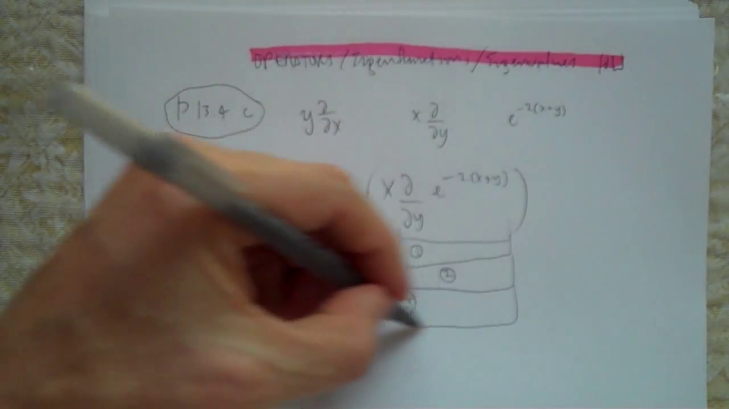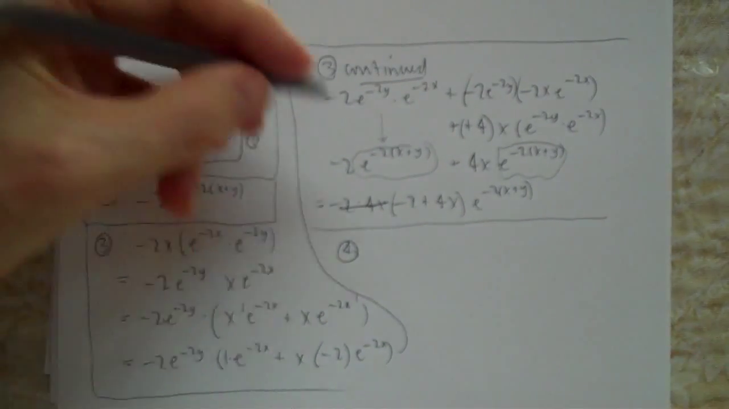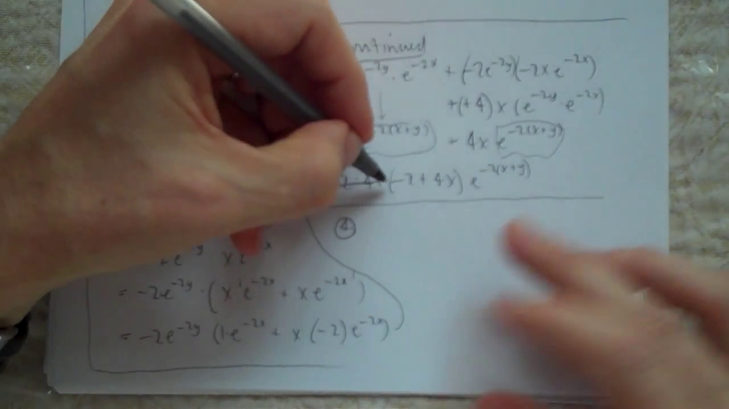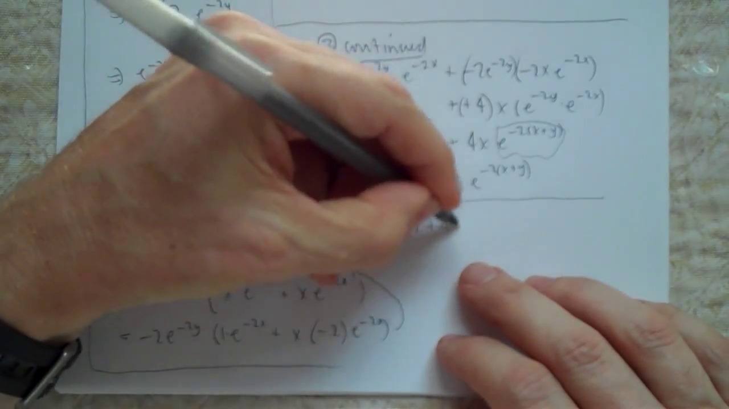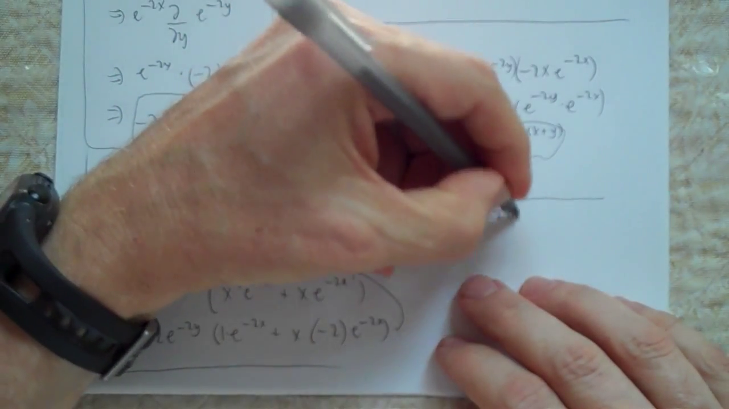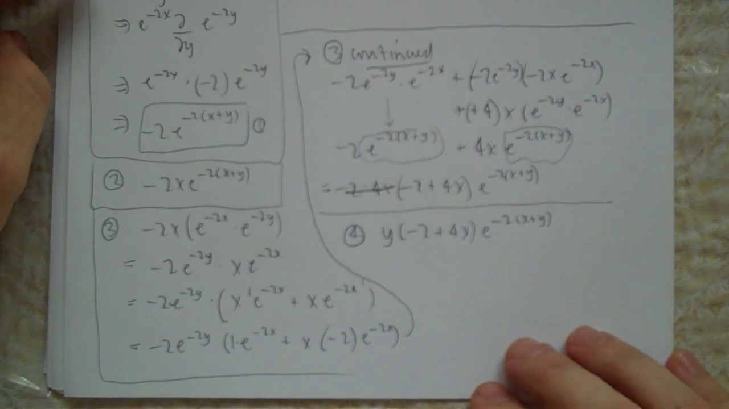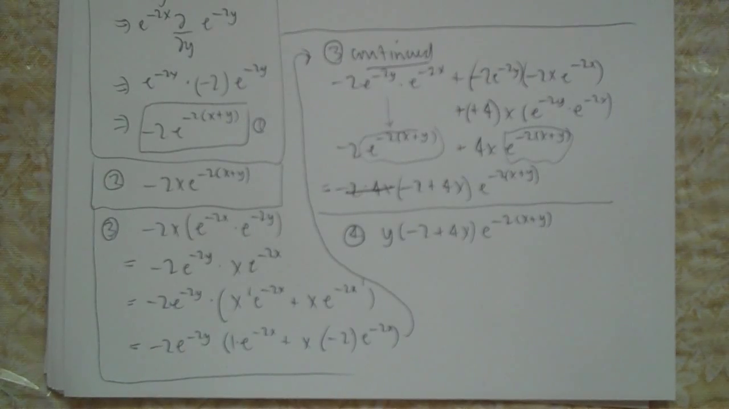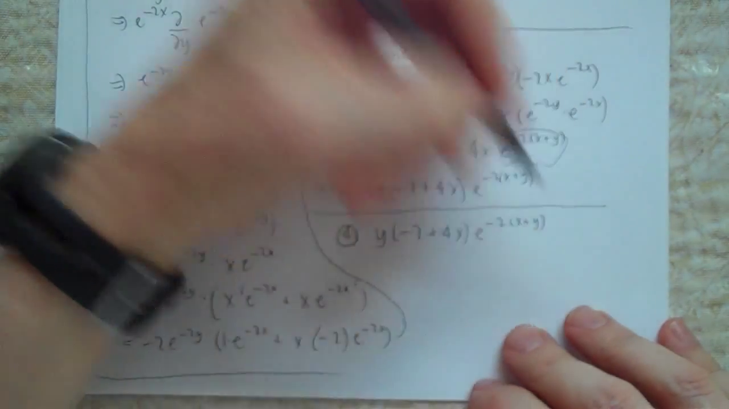Okay, now step 4, back up to here again, is simply multiplying everything by y again. And so this comes out to be, I can do this in my head, right? y times minus 2 plus 4x e to the minus 2x plus y. Okay, and that's the answer. So I guess the question is, do you, professor or test reviewer, want this in this form or in some other form?